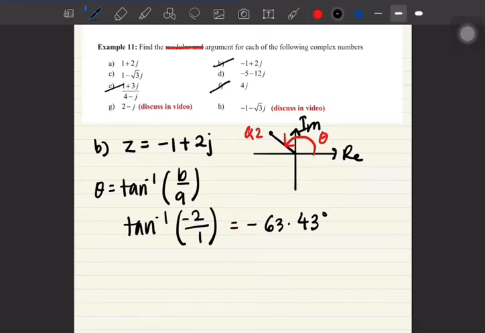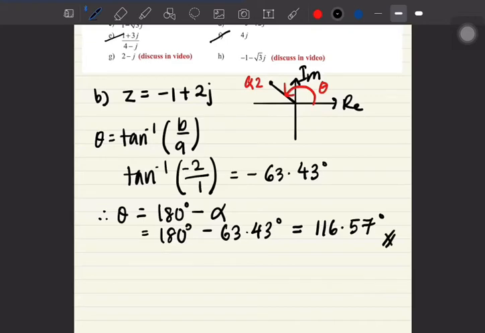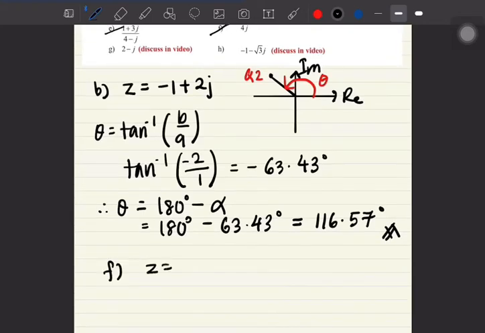So what is your theta? Since it is in the second quadrant, the actual angle theta is equal to 180 minus alpha. This one is your alpha actually. Here we just ignore the negative sign, so therefore you will have 180 minus 63.43. So your theta is equal to 116.57 degrees. Now for F, Z is equal to 4j.